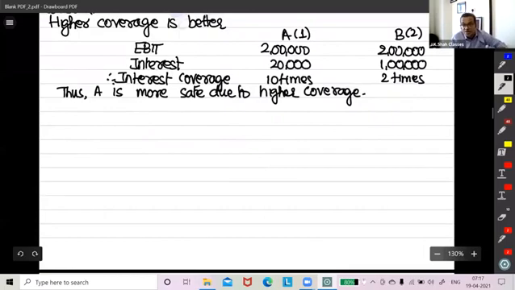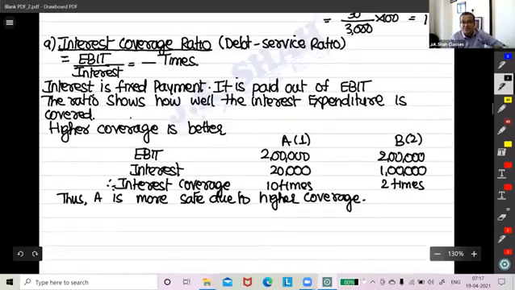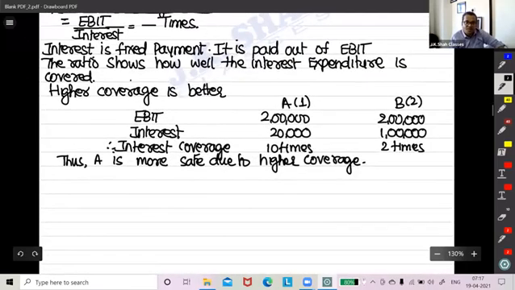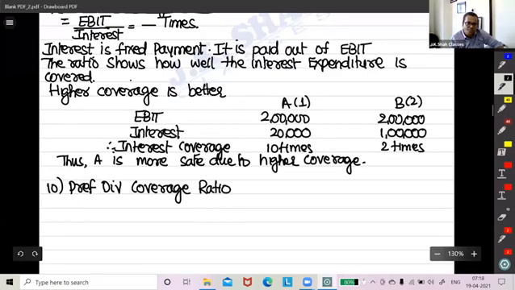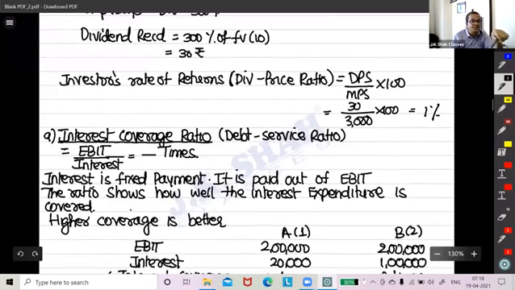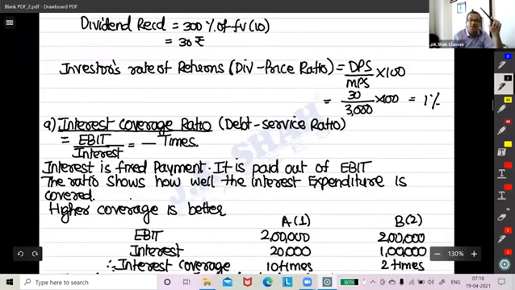Now, since we do interest coverage, guys, interest is a fixed payment, no? So, like that, even preference dividend is also a fixed payment. So what we will have to do? Preference dividend coverage ratio. Now, see, when it was interest coverage ratio, it was EBIT upon interest because the interest is paid out of EBIT. Now, I want you to guess the ratio.